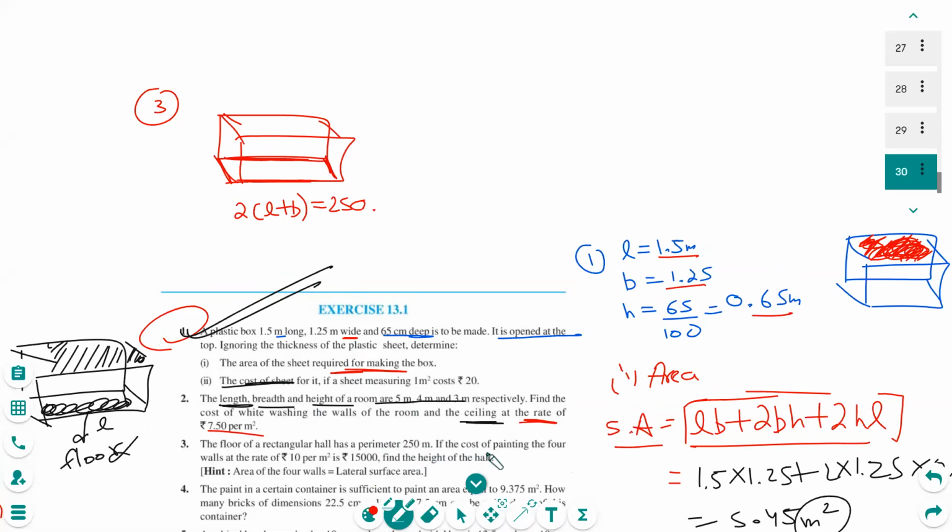This is given. If the cost of painting the 4 walls at the rate of 10 per meter square is such, okay. The total cost of painting is rupees 15,000. Okay. At the rate of what? Rupees 10 per meter square.